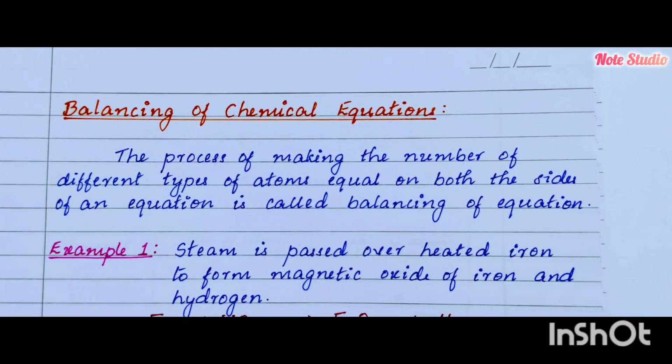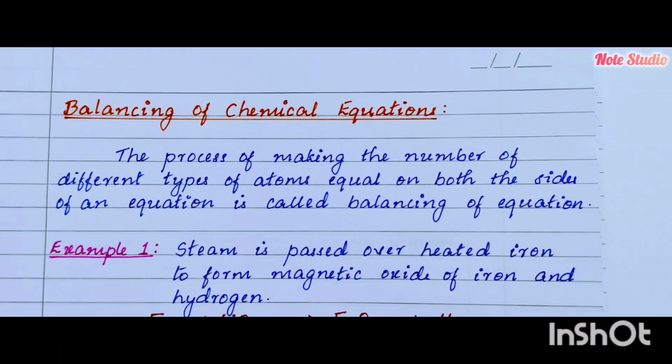Balancing of chemical equation. The process of making the number of different types of atoms equal on both the side of an equation is called balancing of equation. That means it is a process. We have to follow few steps to balance a equation. And we have learned what is the importance of balancing a equation.